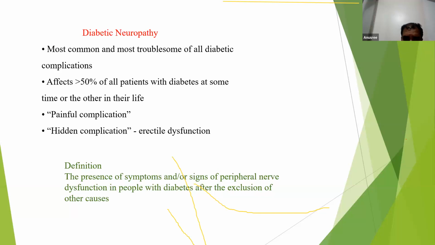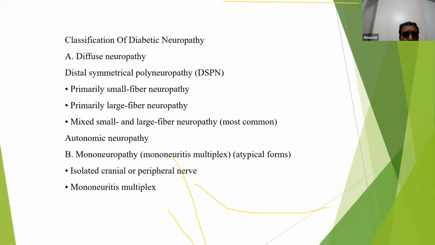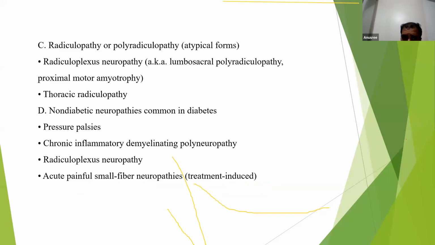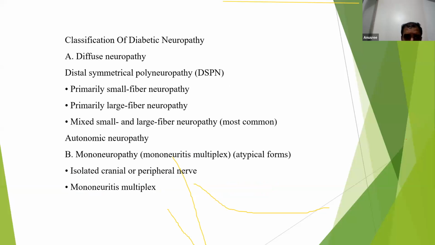The definition suggests the presence of symptoms or signs of peripheral nerve dysfunction in a patient with diabetes after exclusion of other diseases. Always know that diabetic neuropathy is not a single entity. There may be aggravating or associated features of nutritional deficiency along with diabetic neuropathy. So the classification is diffuse neuropathy, mononeuropathy, radiculopathy, and non-diabetic neuropathies. Of this, diffuse symmetrical polyneuropathy is the common one, and that is what we usually see. And mononeuropathy may present as cranial nerve palsies, like third and sixth nerve palsies.